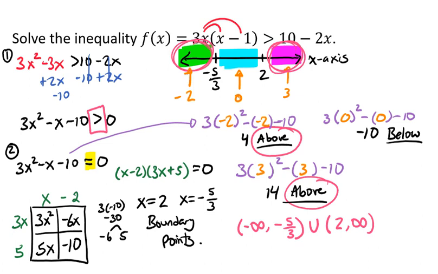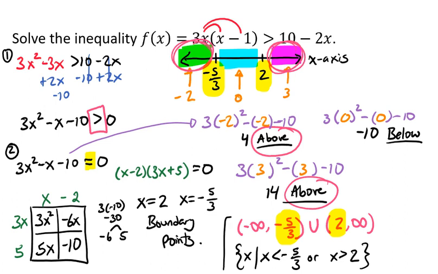Now remember that our negative 5/3 and our 2 came from our boundary points that we found, right? That's where those came from. So that's interval notation. And if you prefer to write it in set notation, you would be able to say x such that x is less than negative 5/3 or that x is greater than 2. And we've now solved this inequality.